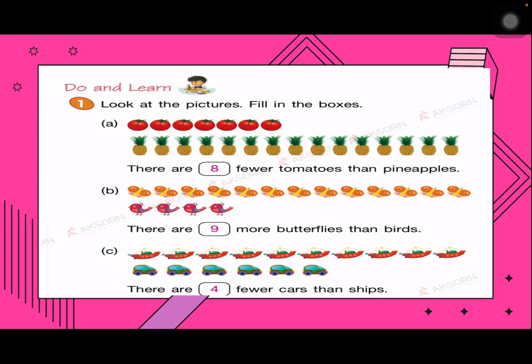Now you look at letter C. We have ships. The ships are more than the cars. But the question is, there are fewer cars than ships. How many fewer cars are there than ships? Let's count first the ships. 1, 2, 3, 4, 5, 6, 7, 8, 9, 10. So 10, while the cars are 1, 2, 3, 4, 5, 6. So 10 minus 6 is equal to 4. That's why there are 4 fewer cars than ships.